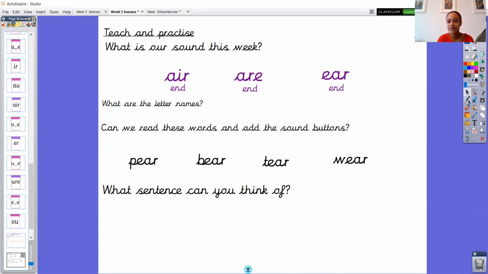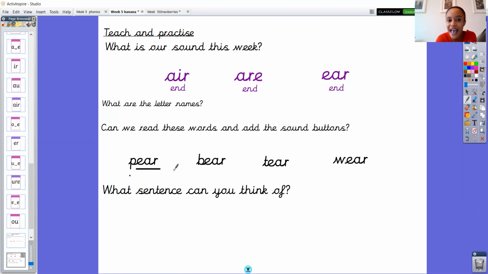Well done, Banana. So let's put the sound buttons on together and use our robot arms. So the first one I've got is P, air, pair. Remember, it makes the air sound, not the ear sound. If that made the ear sound, it would say ear, which we know is a word, but it's not spelt with that ear sound. This is why phonics is just so tricky. Okay, so this is pair.